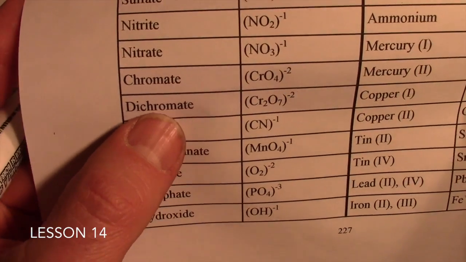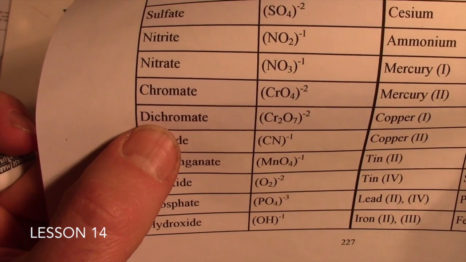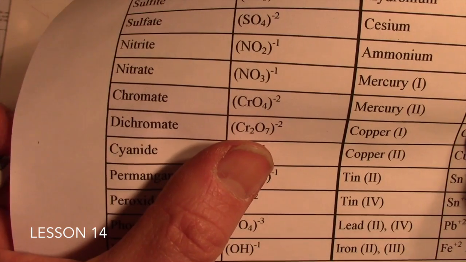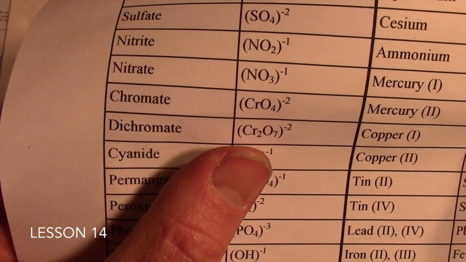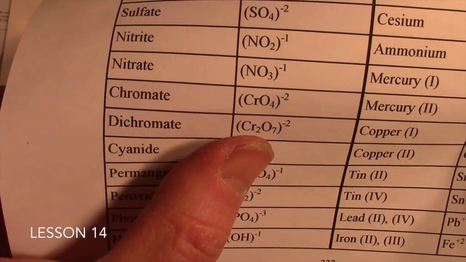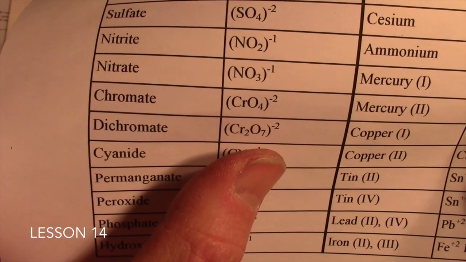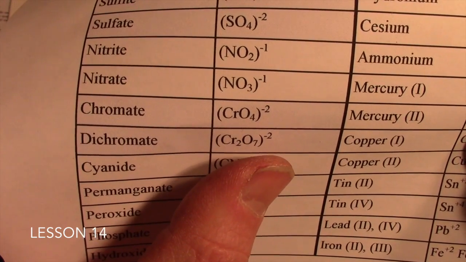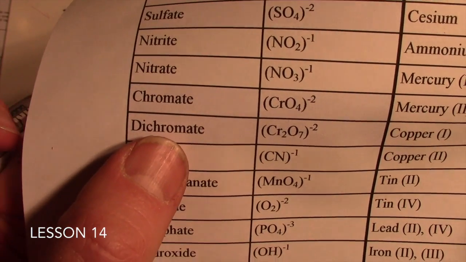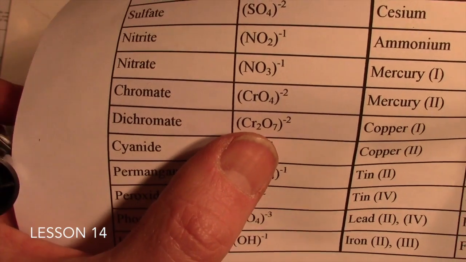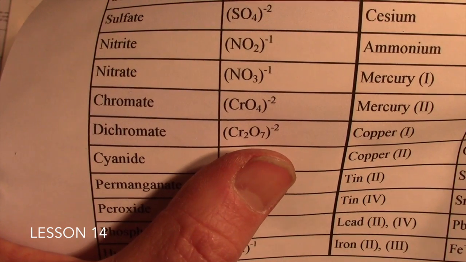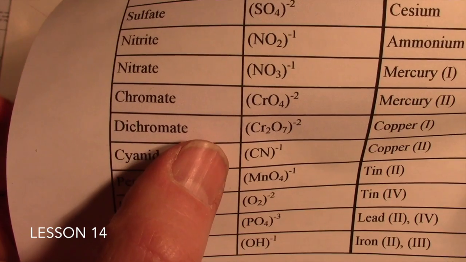Alrighty. Now the di out front tells us we've got 2 chromium atoms here. So that's why we have Cr2 in our ion. And then the 8 tells us we've got oxygen. This time we have 7 oxygen, and then a charge of -2. So this is just one you have to buckle down and memorize. Maybe you can come up with some sort of memory aid for this one yourself. Dichromate: Cr2, O7, -2. So there's our chromate and dichromate.